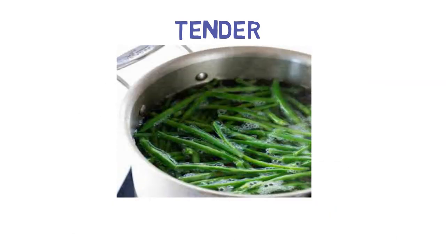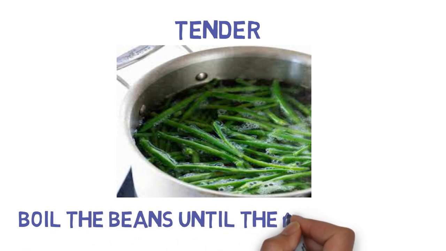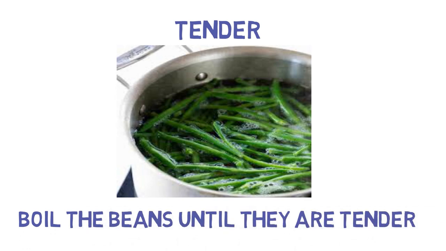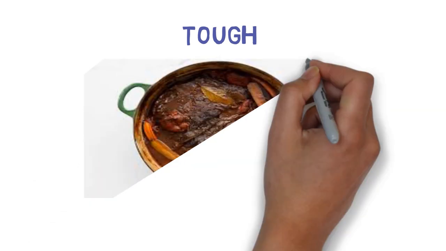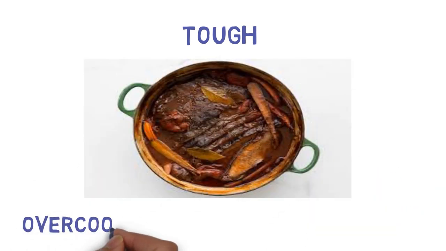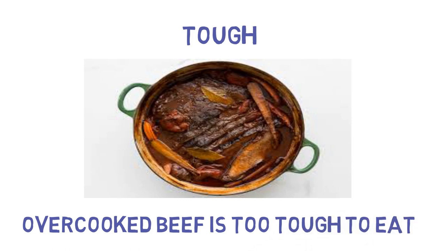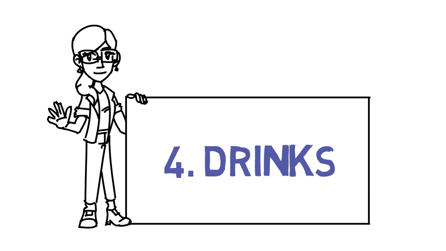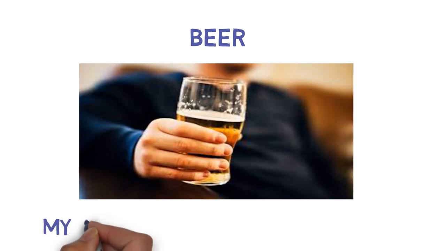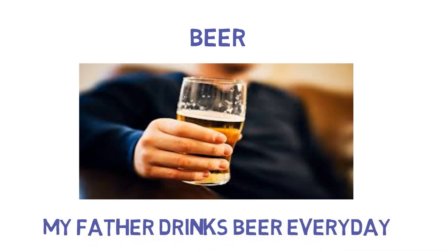Tender. Boil the beans until they are tender. Tough. Overcooked beef is too tough to eat. 4. Drinks. Beer. My father drinks beer every day.